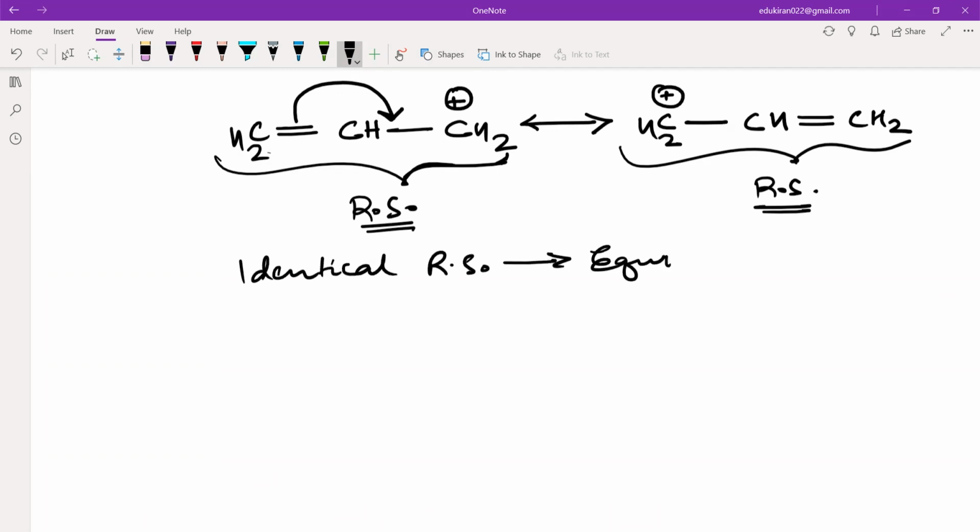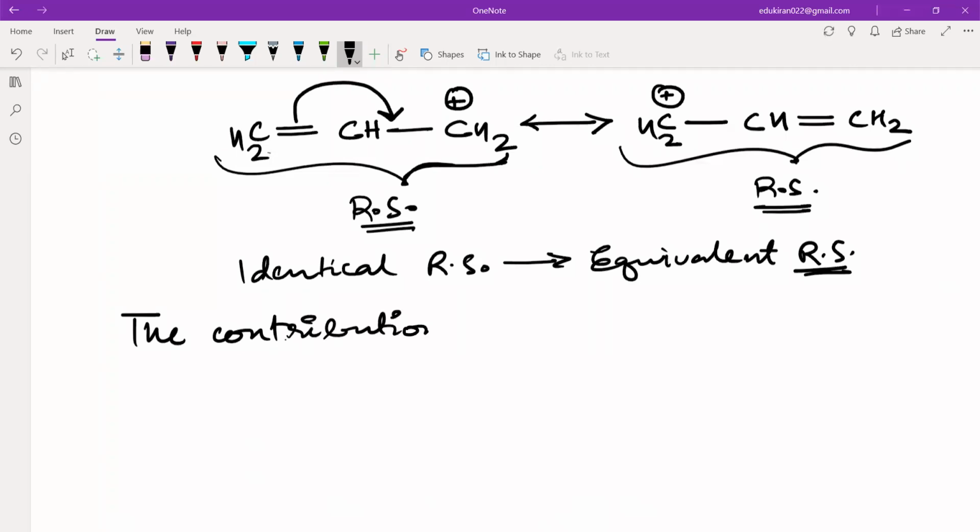Equivalent resonance. What does this mean? If you have equivalent resonance, then the contribution of each resonating structure is equal. In identical resonance, what happens? The contribution of each resonating structure is equal.